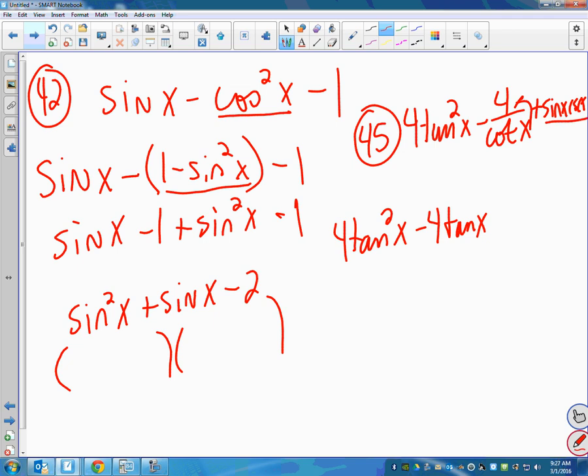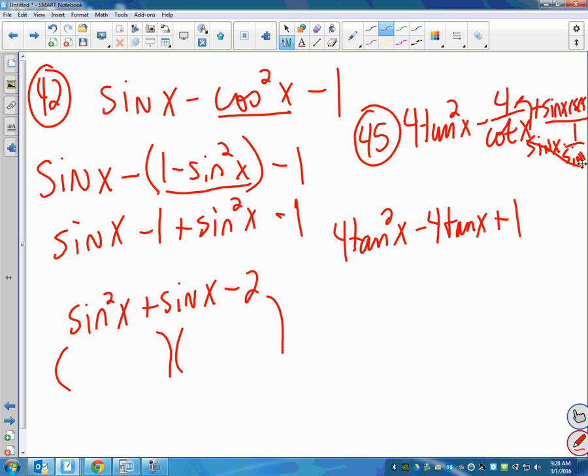And then what happens over here when I have sine times cosecant? What's that going to equal? It's just 1. Sine and cosecant are reciprocal functions, right? Or you can think about cosecant as 1 over sine. Remember we talked about yesterday that those will always cancel each other out.